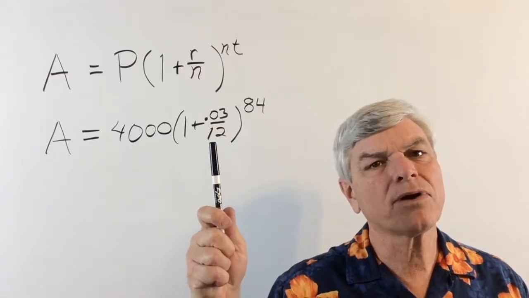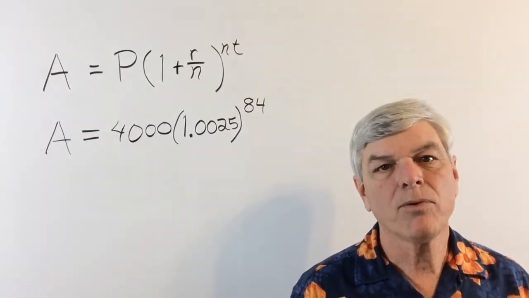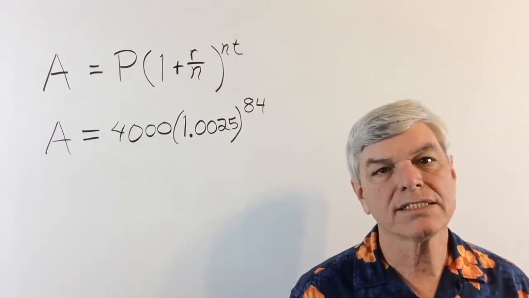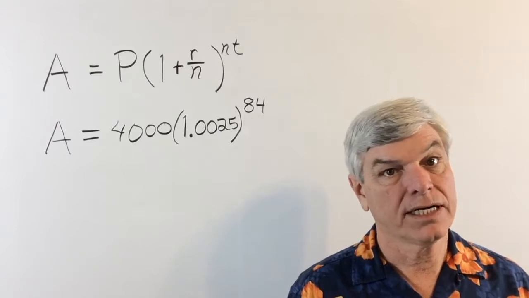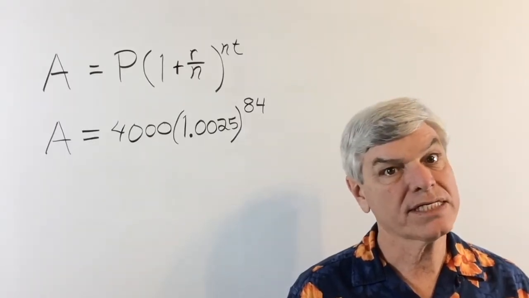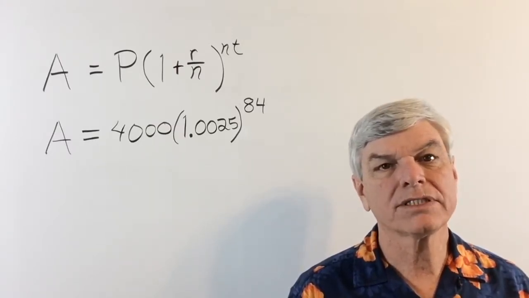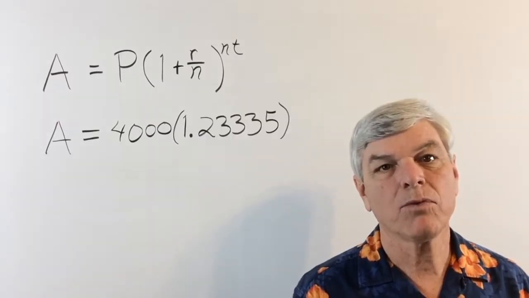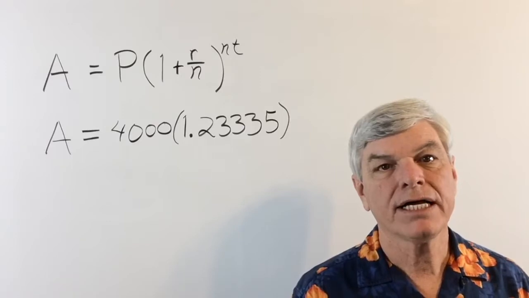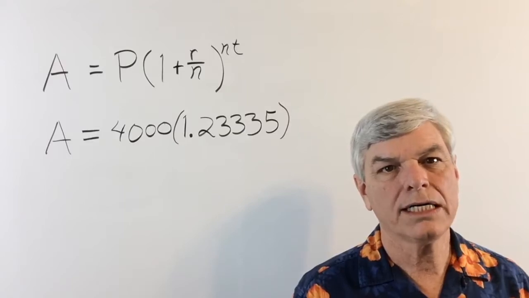And getting back into the parentheses, we've got 0.03 divided by 12 is going to be 0.0025, and we're going to add it to the 1, and it's going to be 1.0025. And so after our parentheses, we're going to do our exponent. And so we're going to multiply that 1.0025 times itself 84 times. Let's do that. And we're going to have 1.23335. If we only carry that out 5 decimal places after that, I believe it's 4801.